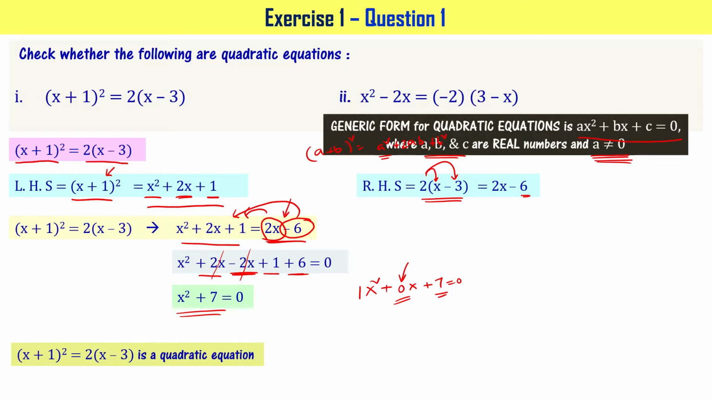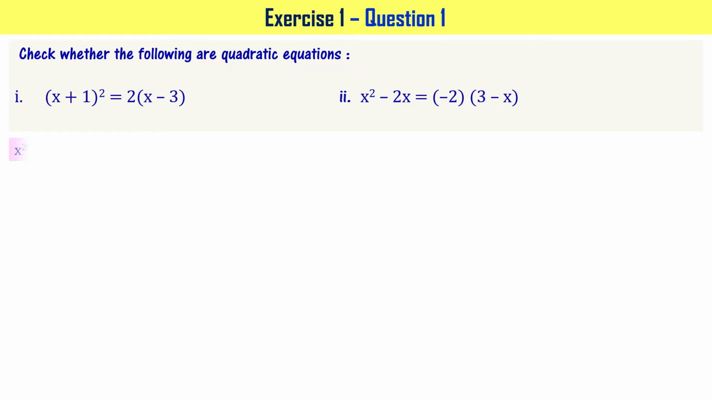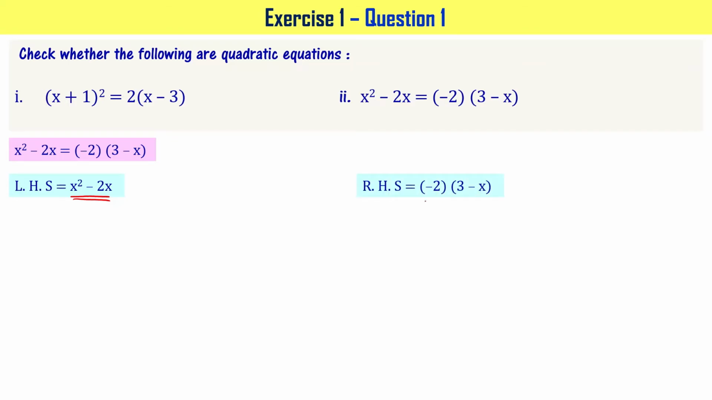Understood? Now let's look at the second part of the problem, that is x² - 2x = -2(3 - x). LHS can be written as is because there is nothing to be done here. We don't need to expand or simplify this further. Now let us simplify RHS. Minus 2 times (3 - x) can be written as minus 2 times 3, that is minus 6, minus 2 times minus x, that is plus 2x. So RHS is -6 + 2x and LHS is x² - 2x.